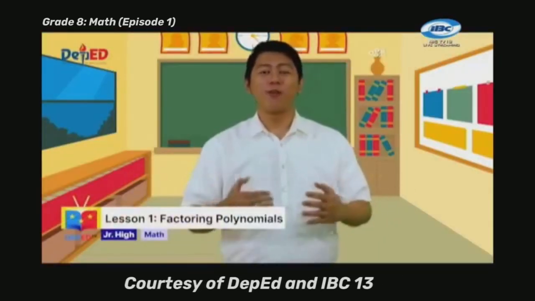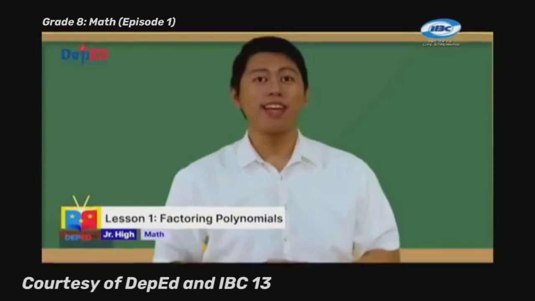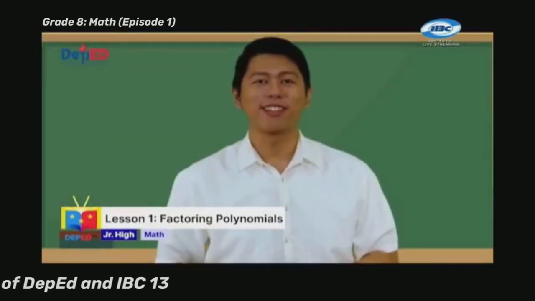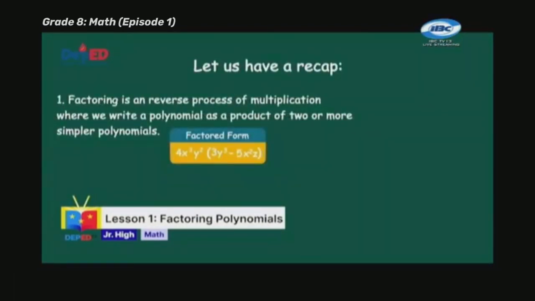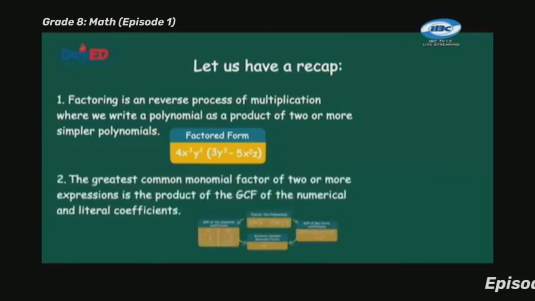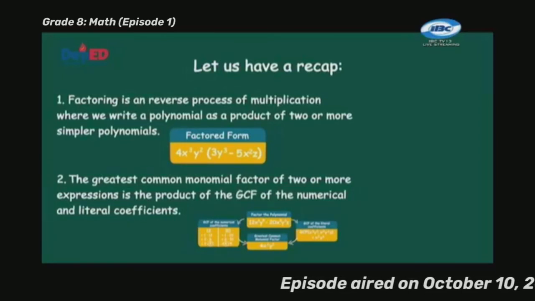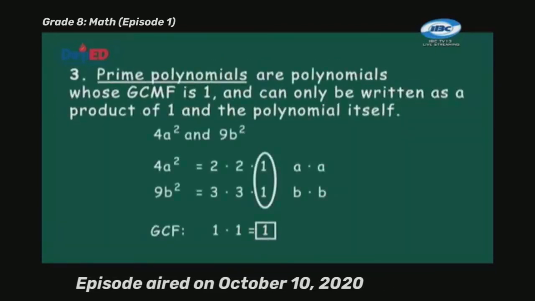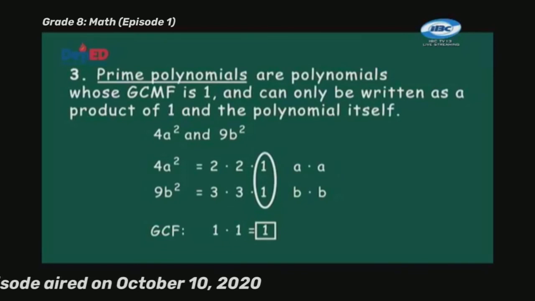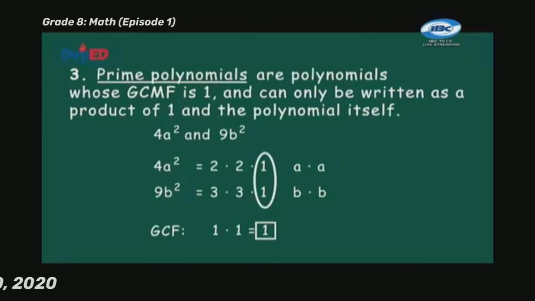And there you have it. We have discussed how to factor polynomials by getting the greatest common monomial factor. Let us have a recap. 1. Factoring is the reverse process of multiplication, where we write a polynomial as a product of 2 or more simpler polynomials. 2. The greatest common monomial factor of 2 or more expressions is the product of the GCF of the numerical and literal coefficients. 3. Prime polynomials are polynomials whose greatest common monomial factor is 1 and can only be written as a product of 1 and the polynomial itself.